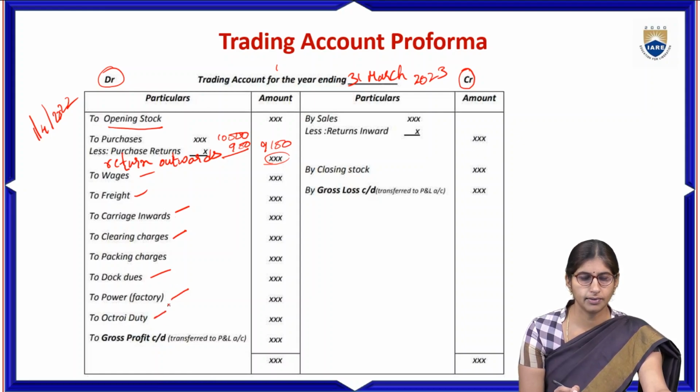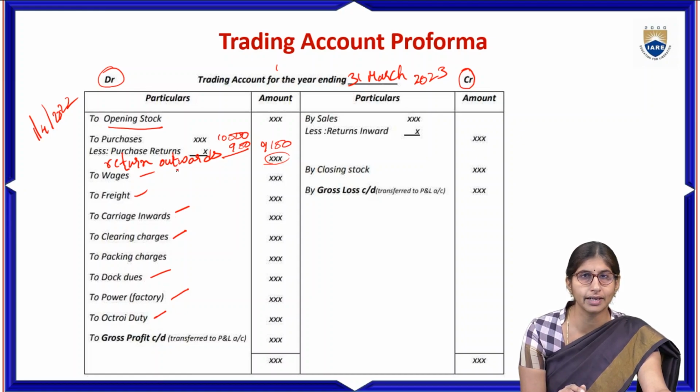And now coming to the last one, octroi duty. These are excise duties when we are transporting goods from one place to another, one country to another country. We are going to have some transportation charges, so excise duties and import duties are all called octroi duty. This is also an expenditure for the manufacturing unit, so we are going to write it on the debit side of the trading account. So these are the items which fall under the debit side of the trading account.